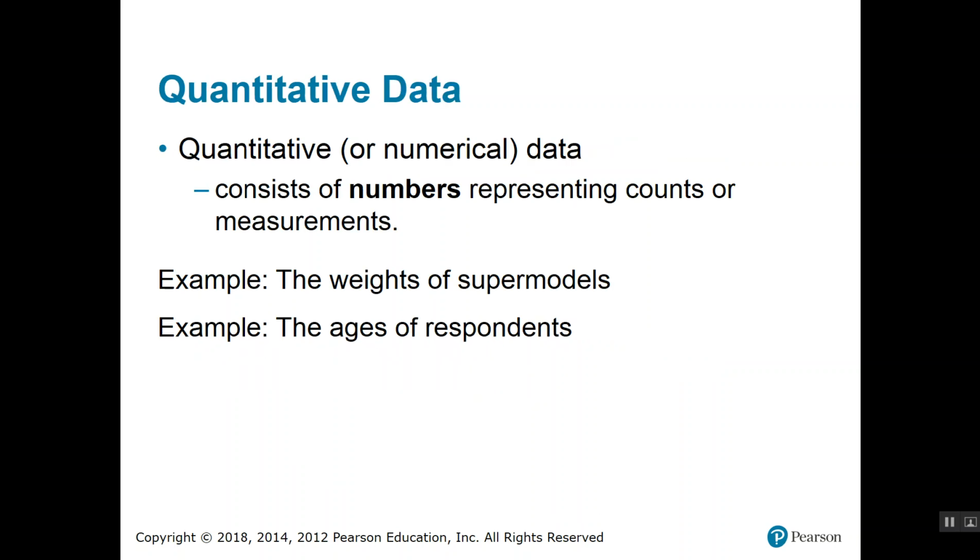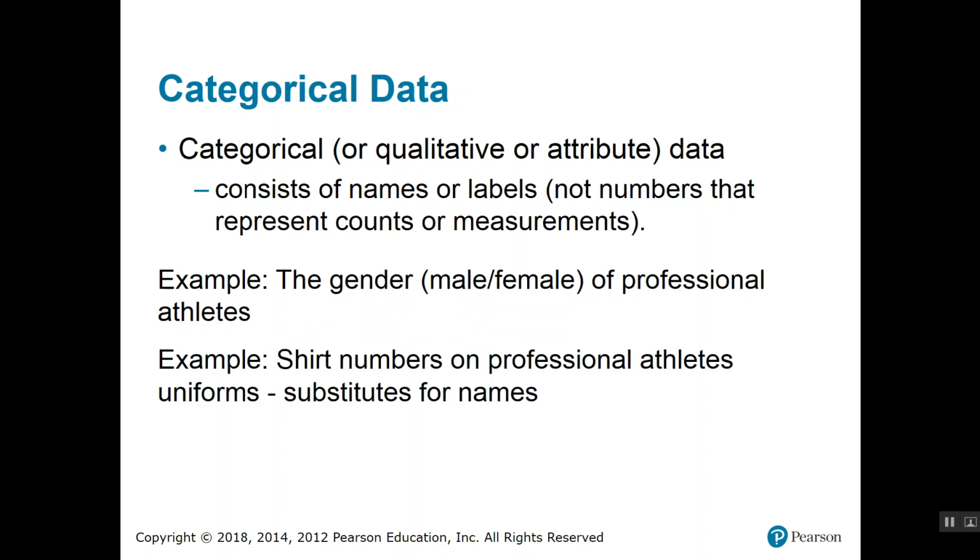Now as we start breaking down the data, we have two main types of data. The first one is quantitative data. It also can be called numerical data. It is where you take numbers and you are counting or measuring something. The weights of supermodels, the ages of respondents, how many siblings you have, how tall you are, those are all examples of quantitative data.